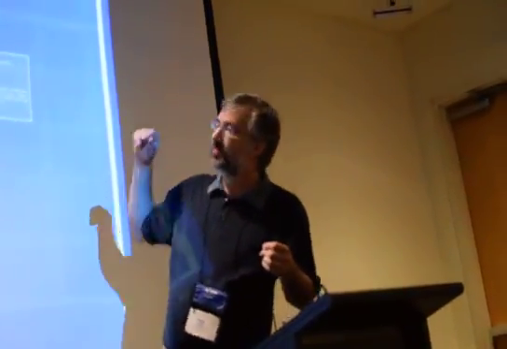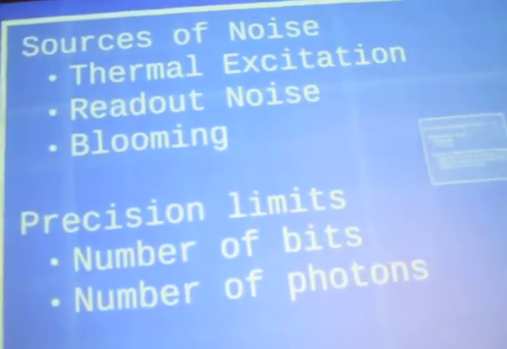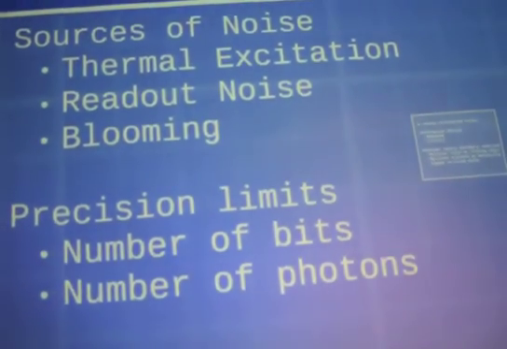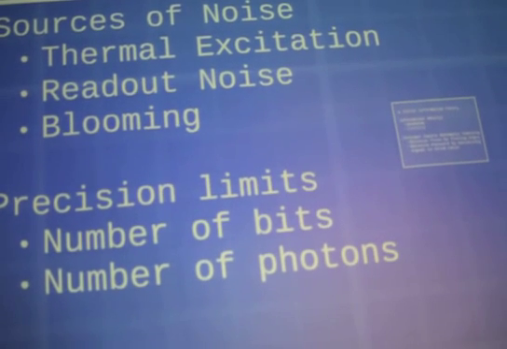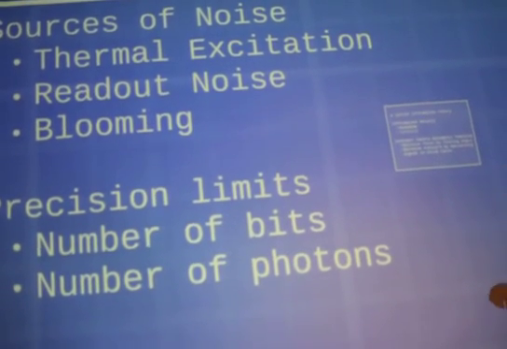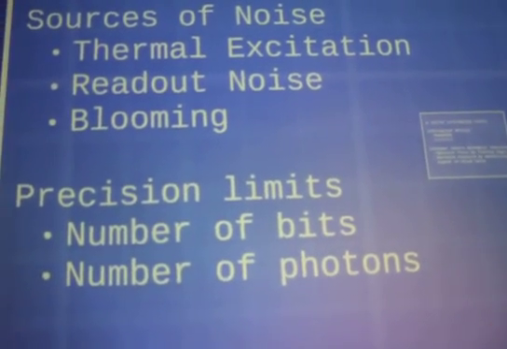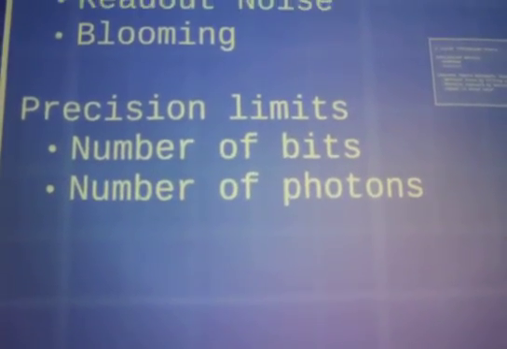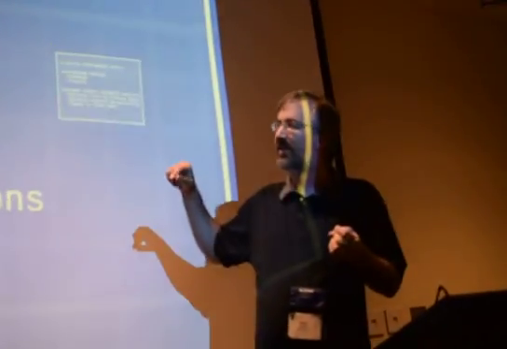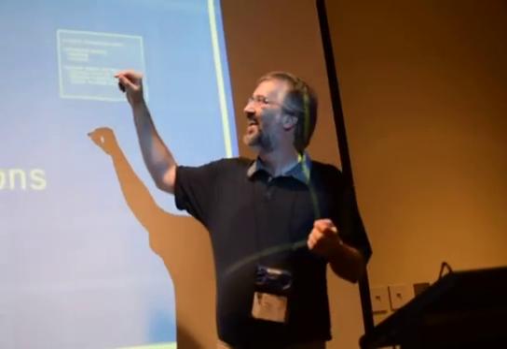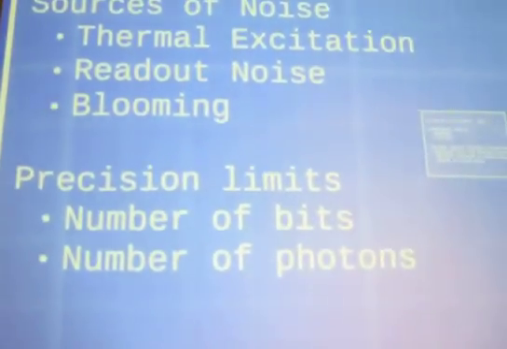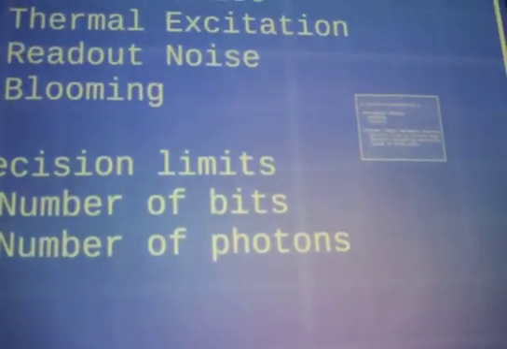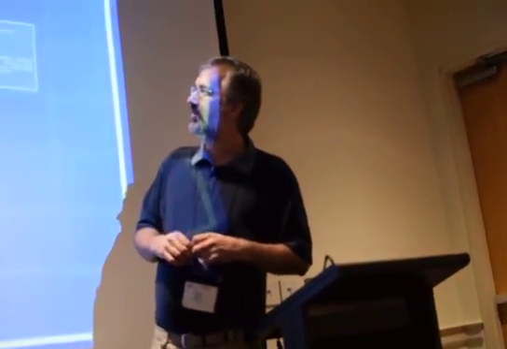A little bit about noise. You can get thermal excitations. The really fine cameras are often cooled to eliminate some of that. Of course, there's the process of reading it out. If you try to do that really fast, you sometimes get a lot of noise. If those buckets get full, if you get more electrons than can actually get in there, you get blooming, and the image is spread out over a number of pixels.